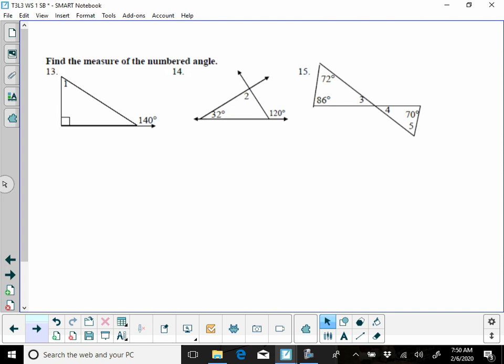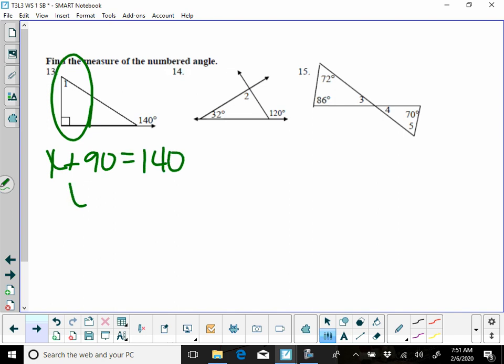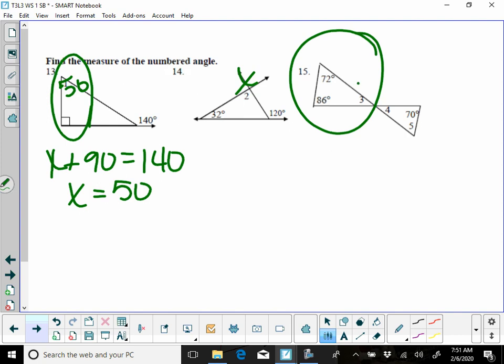Same thing here. You know that angle 1 plus 90, we'll make that x, equals 140, right? So then x is going to equal 50. So this angle right here is going to be 50. Same thing here. This is kind of your x right here. So x plus 32 should equal 120. All three of these equal 180. Once you find 3, 4 is going to be the same value. And then once you plug in 4, 4 plus 70 plus 5 should equal 180.